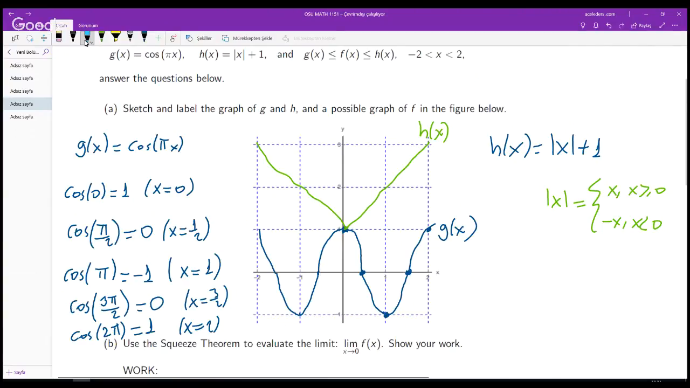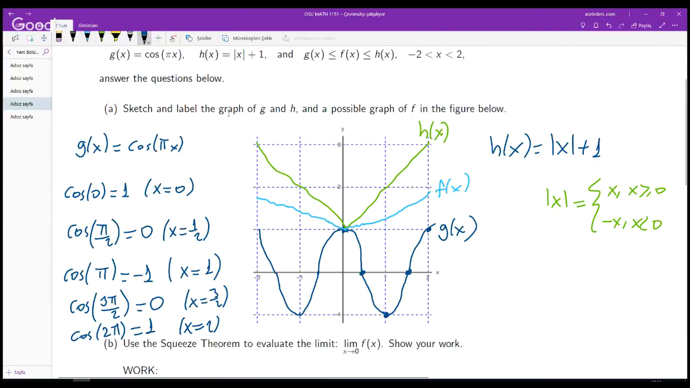And let's find a possible graph for f, which must be in between, because f is smaller than or equal to h(x) and greater than or equal to g(x). So in between. I have plenty of space here, but it gets narrower as x approaches 0, because g(x) and h(x) are both equal to 0 when x is equal to 0. So therefore, f must pass through the point 0, 0. Okay? So it gets wider again. So this is a possible sketch for f(x).